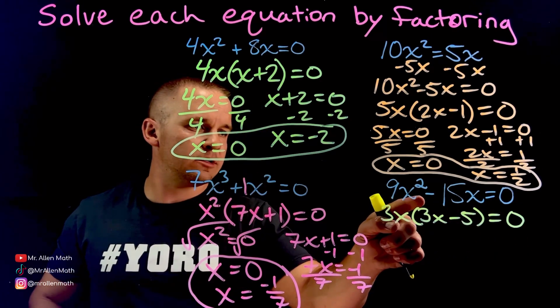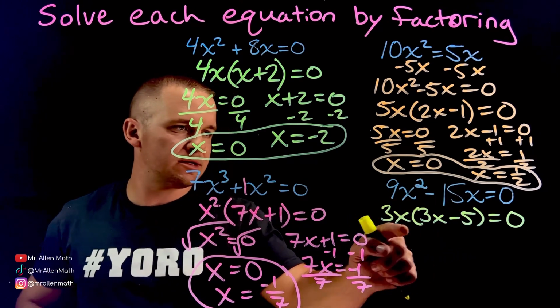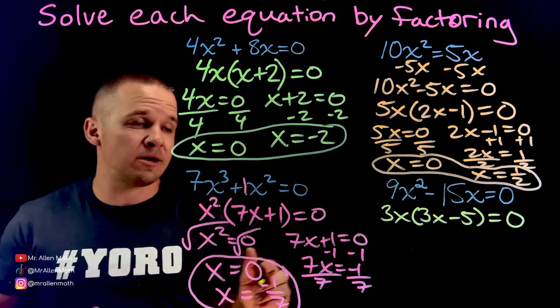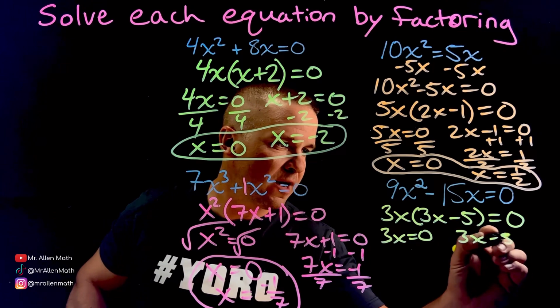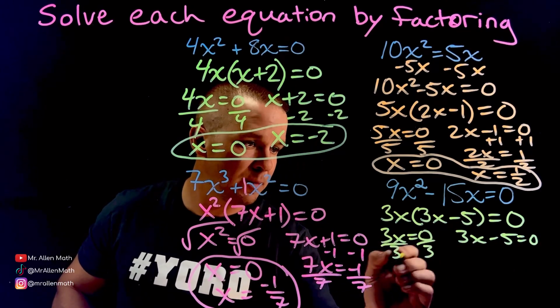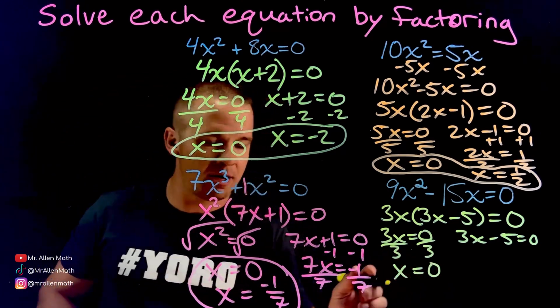9x squared divided by 3x is 3x. Negative 15x divided by 3x is negative 5. Cool. Now I can set my two factors, right, because they're just two factors, equal to 0. 3x equals 0. 3x minus 5 equals 0. This one here, easy peasy, divide by 3. Can't divide by 0. X equals 0.